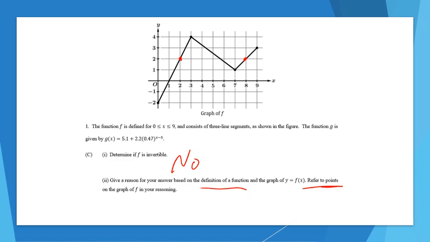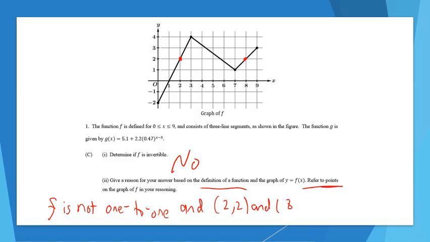So for my answer, I first want to talk about the definition of invertibility. So I want to say f specifically is not 1-to-1. That talks about the definition, and then you could say, let's say (2, 2) and (8, 2) have the same y value. And that is a perfect explanation for C. That would get you full credit.